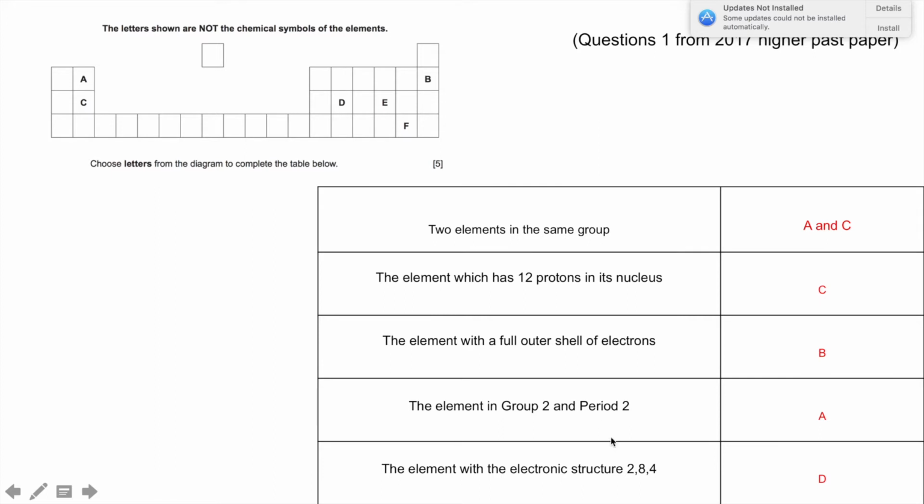And then the element with the electronic structure 2,8,4. So you see that D here is in period 3, as you know, there are 3 shells of electrons, and then 4 outer electrons, so it's going to be group 4. So you just go across. Yeah, that's a very straightforward question.